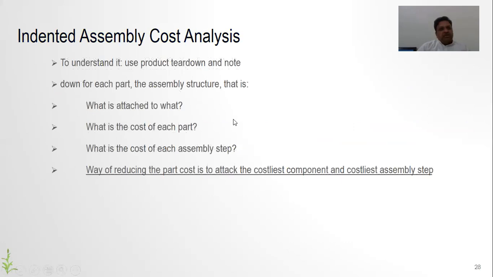Intended assembly cost analysis: to understand it, use product teardown and note down for each part and assembly structure what is attached to what, what is the cost of each part, and what is the cost of each assembly step. A way of reducing the part cost is to attack the costliest component and the costliest assembly step.